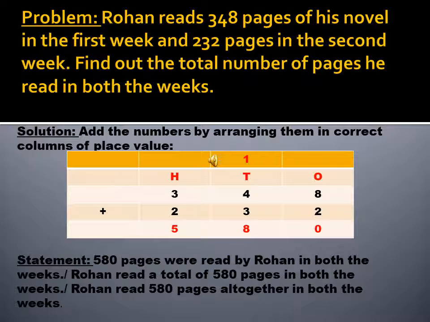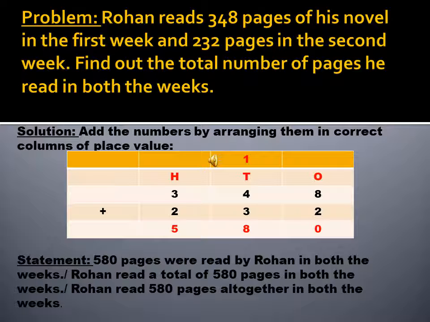This problem: Rohan reads 348 pages of his novel in the first week and 232 pages in the second week. Find out the total number of pages he reads in both the weeks. So here we have the information that in the first week Rohan read 348 pages and in the second week he read 232 pages. And we have to find the total number of pages read in both the weeks. So we simply take out the numbers and add them by arranging them in the correct place value.